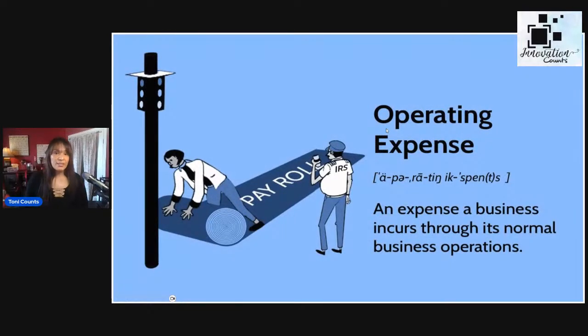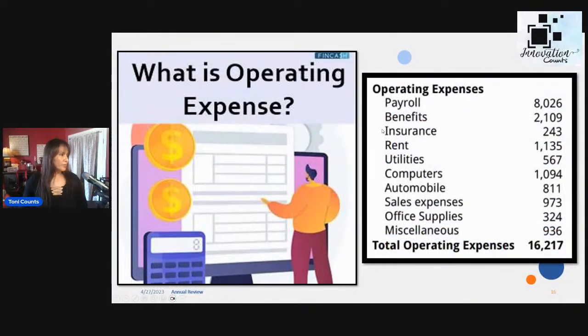Now let's talk about operating expenses. Again, operating expenses are expenses that are incurred through your normal business operations. These are expenses that are going to happen whether or not you produce any sales for your business. Here are some examples of operating expenses that most businesses will have: payroll, benefits, insurance, rent, utilities, auto expenses, miscellaneous office supplies. These are typical operating expenses that every business is going to have, whether or not they're making any sales.